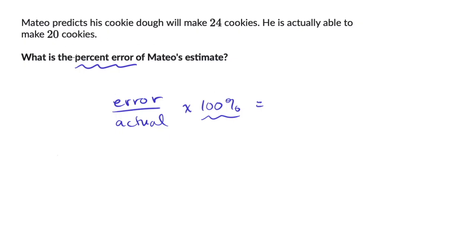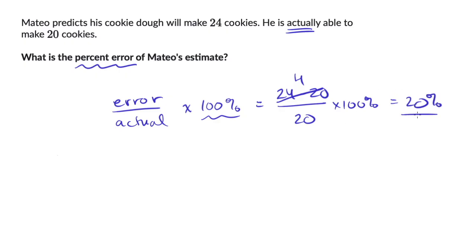In this situation, our error, we thought we were going to get 24, which is an overestimate, minus the actual, which is 20, actually able to make 20 cookies. And then the actual, I just said, is 20. And of course, we can multiply that times 100%. This is going to be equal to 4 over 20, which is 0.2. You multiply that times 100%, of course, that would get us to a 20% error.